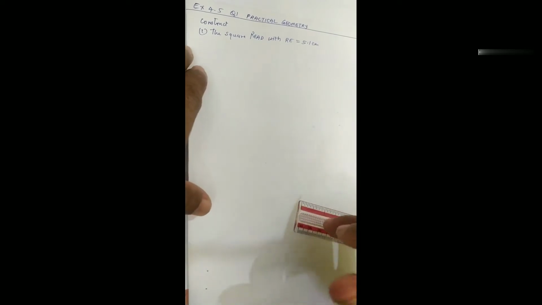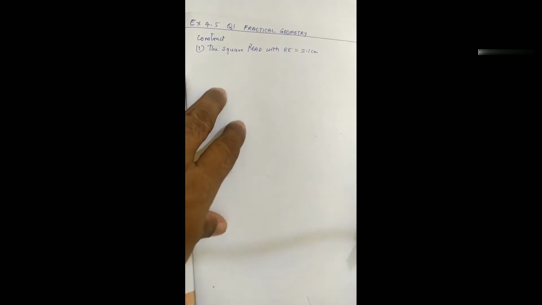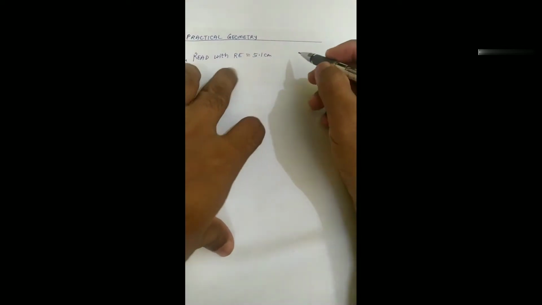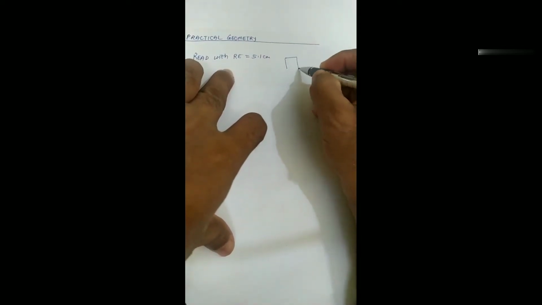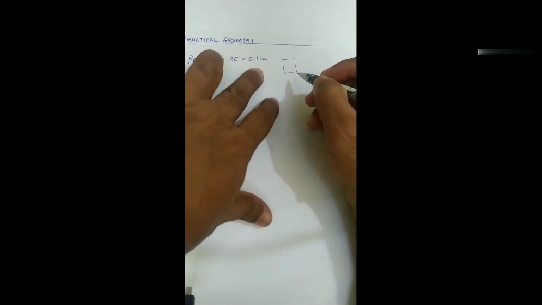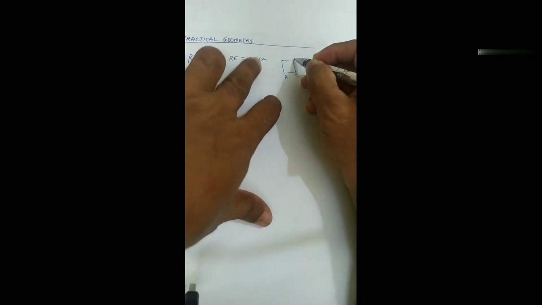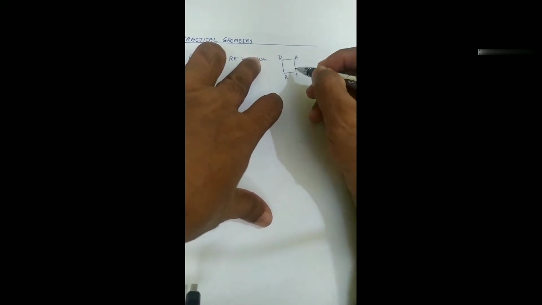Let us construct Exercise 4.5. First one: the square READ with the side RE as 5.1 centimeters. Let us see. We know it is a square, therefore all the sides will be equal. READ, this is 5.1 centimeters.